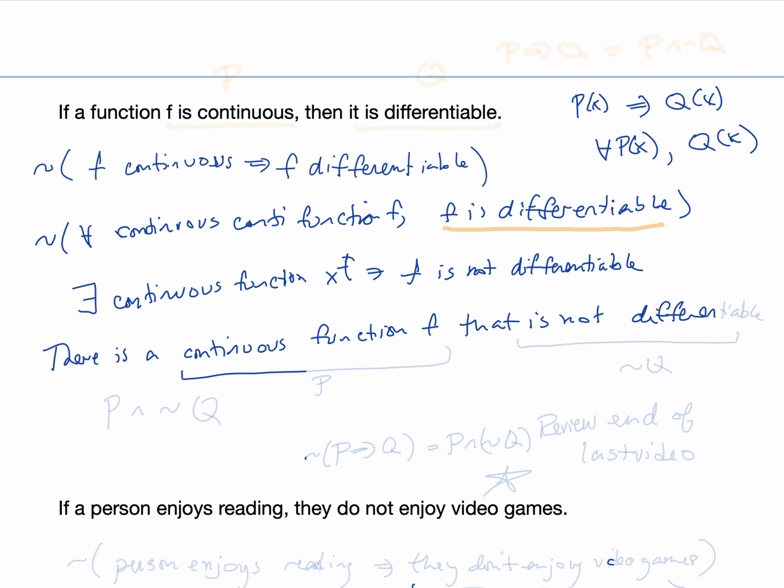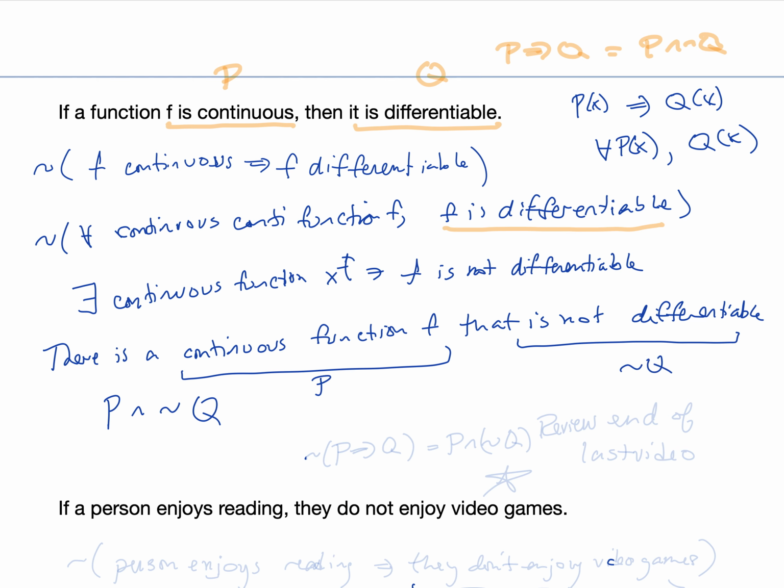differentiable. So we see that what we've arrived at is a statement of the form, if this is p, f is continuous, and function is differentiable is q, then we started with something of the form p implies q, and you may recall that that is logically equivalent to p and not q. So we've arrived at a statement of the form p and not q, where f is continuous is p, and f is not differentiable is not q.